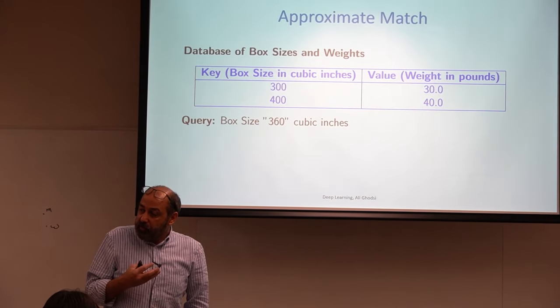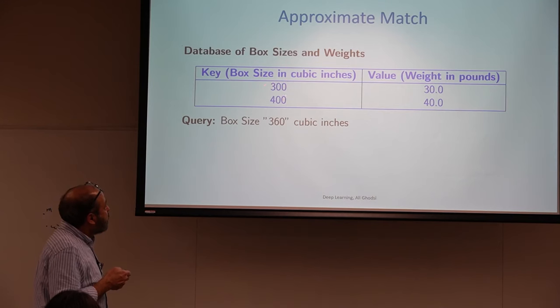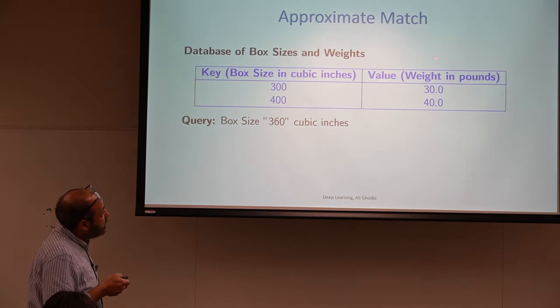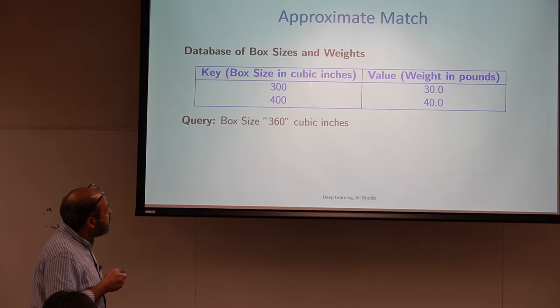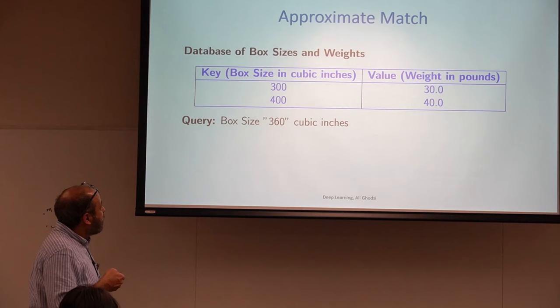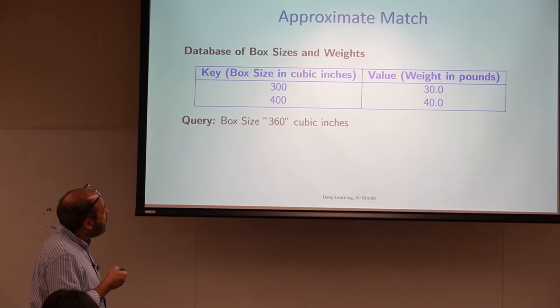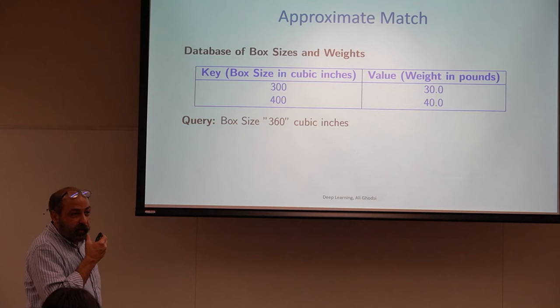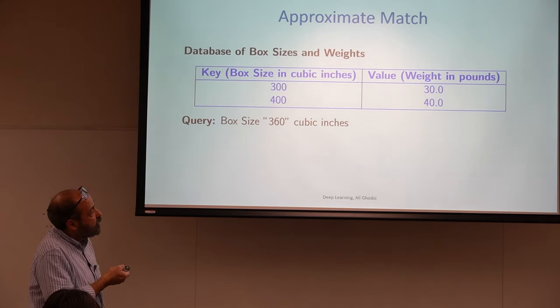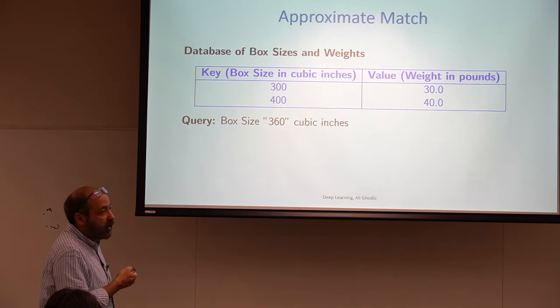There is some sort of approximate match or soft match. I have this table, where the first column tells me the box size, and the second column tells me the weight. So if the box size is 300 cubic inches, then the weight is 30 pounds. But I get a query which does not exist here, and the query is 360. So I don't have it here. It doesn't match any of these, but it has similarity to 300 and to 400. And through this similarity, I might be able to make some sort of weighted average of the weights and come up with the approximate weight of a box of this size.